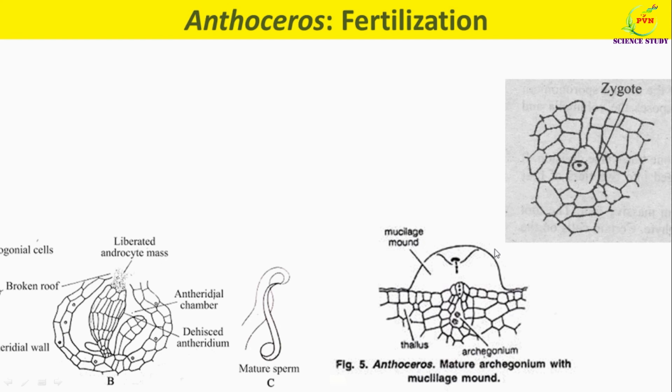Now we will study the very important process, that is fertilization. At maturity, the roof of the antheridial cavity is broken. Later on, the antheridium also breaks and all the antherozoids are liberated outside. So this is a liberated antherozoid or sperm. So this is the development in case of antheridia.